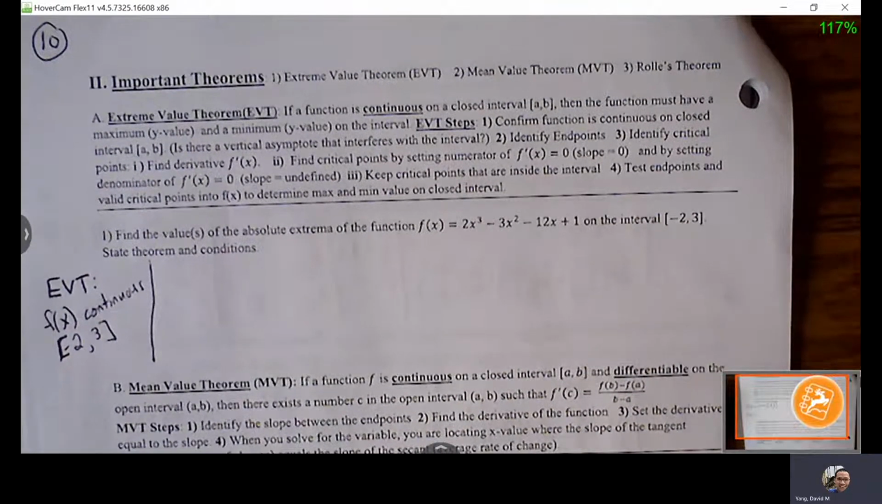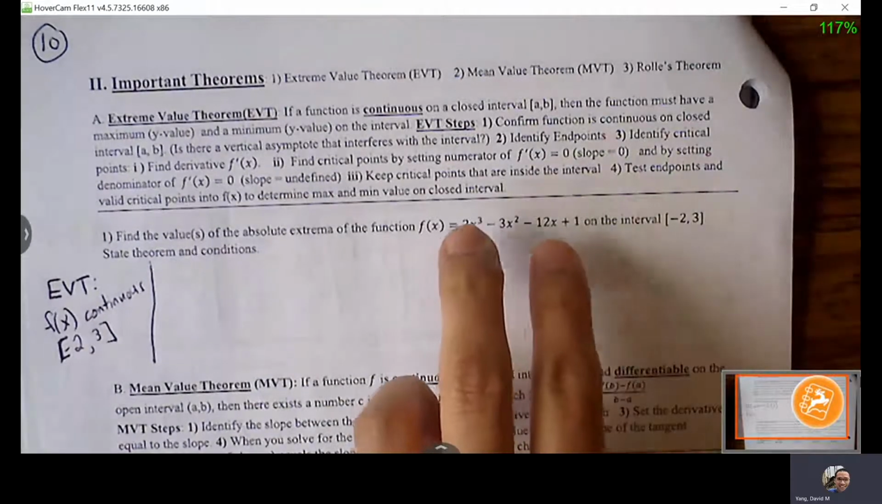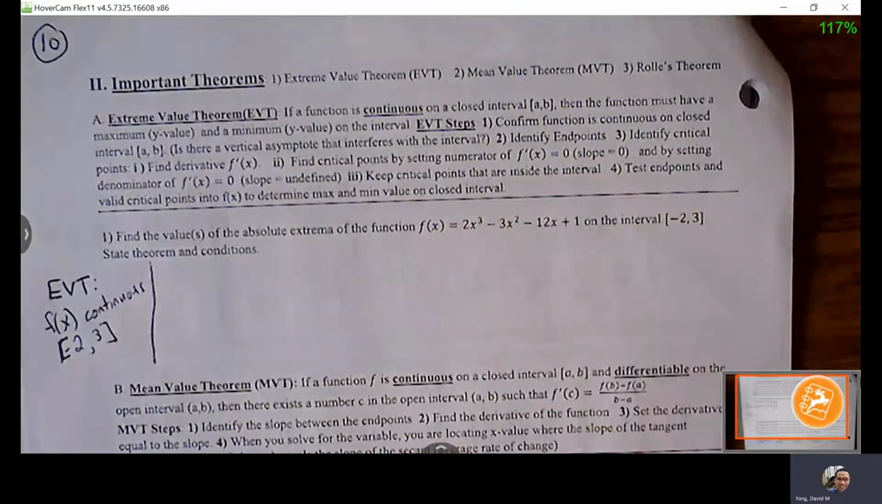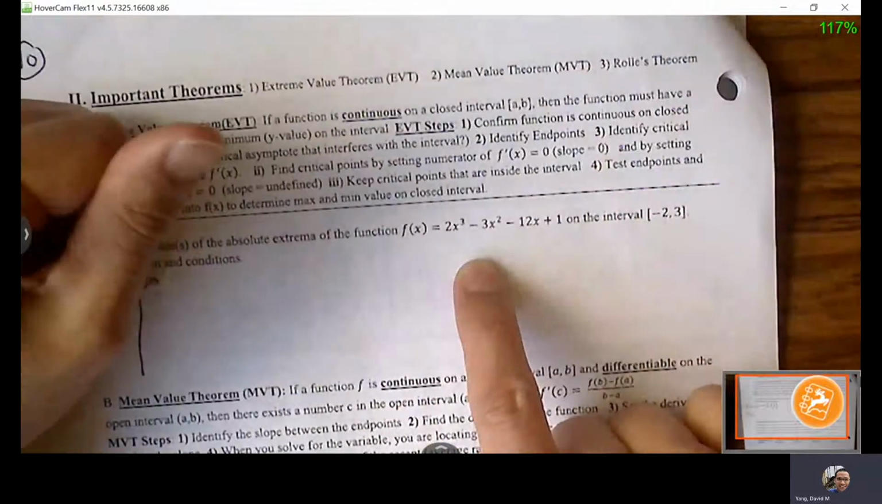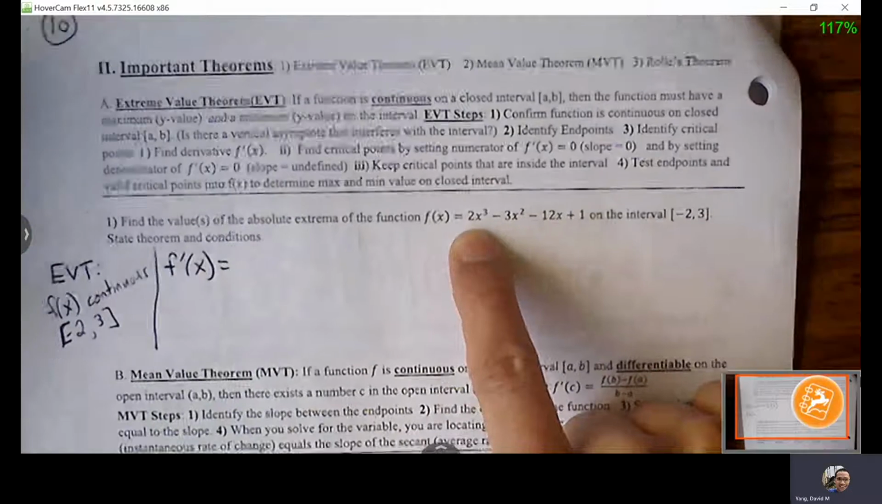Okay, we already know that we're going to be testing endpoints, but we also want to test critical points. But we need to first find critical points. So to find critical points, we're going to find f prime. This is a polynomial. There's not going to be any variable in the denominator, so it's just going to be the numerator that we have to worry about. So we find f prime. Easy power rule here.